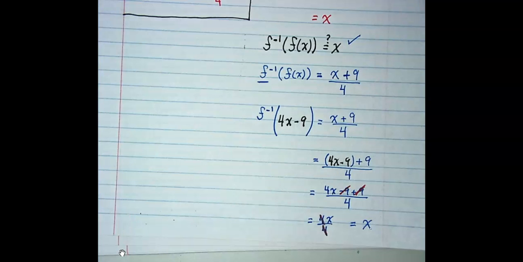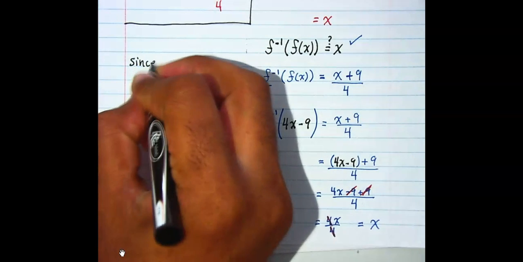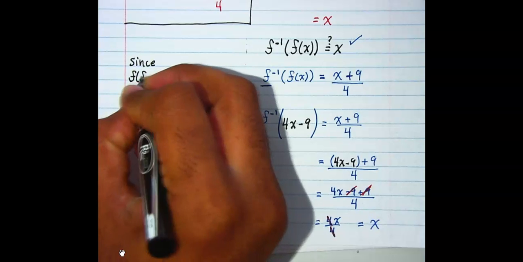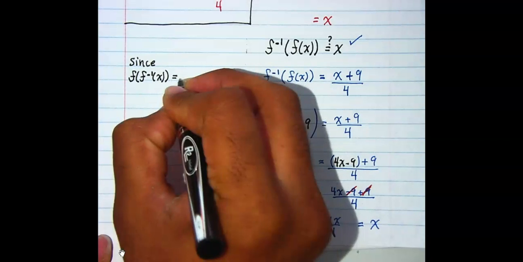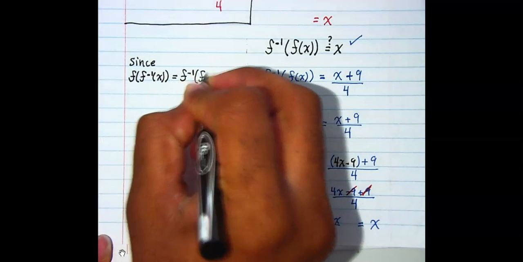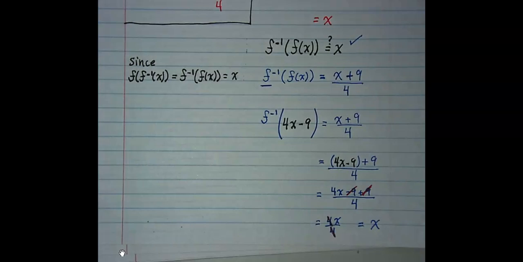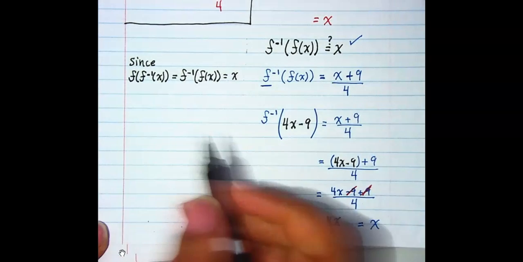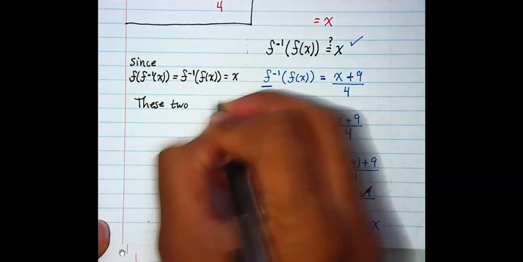All right, so that works out too. We got an x for the top, we got an x for the bottom. Because both of these work, let's write this out. Since f of f inverse of x equals f inverse of f of x, which equals x, these two are inverses.